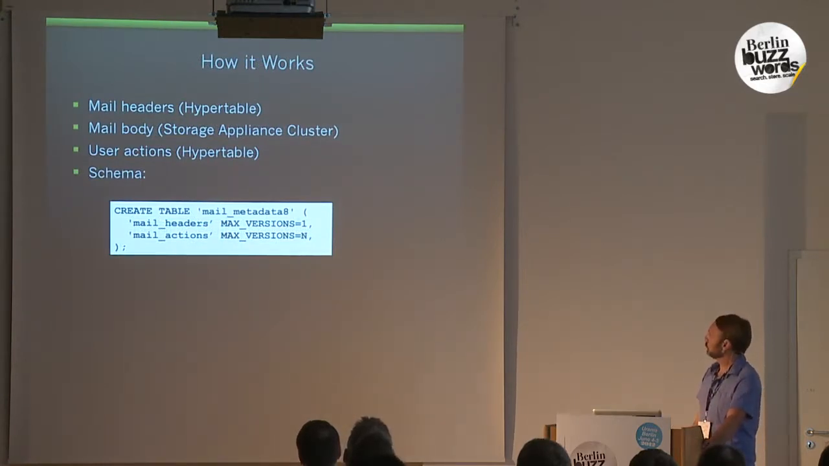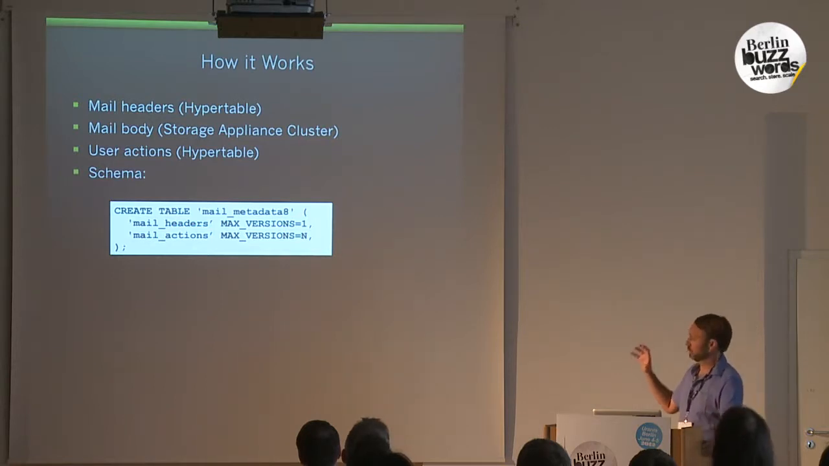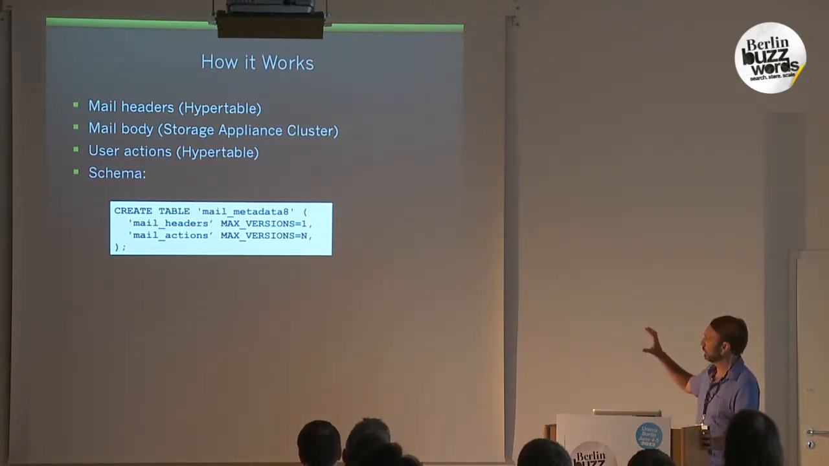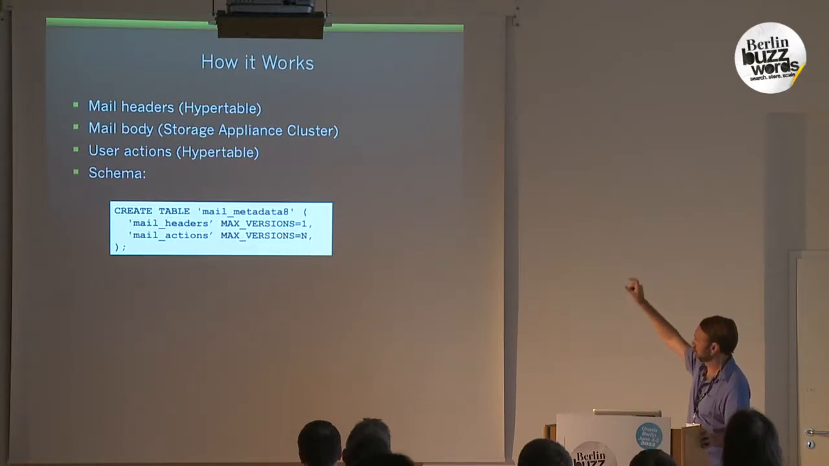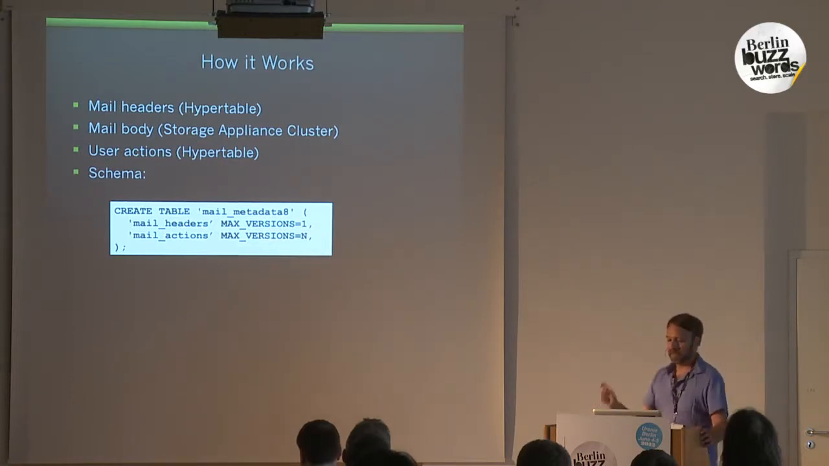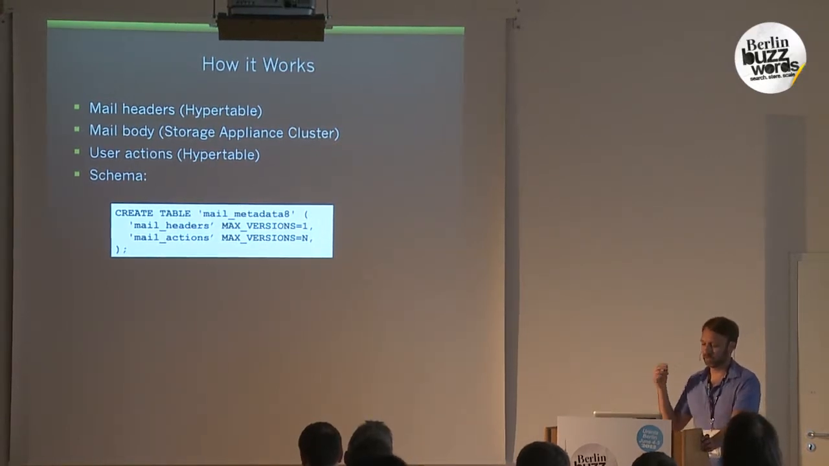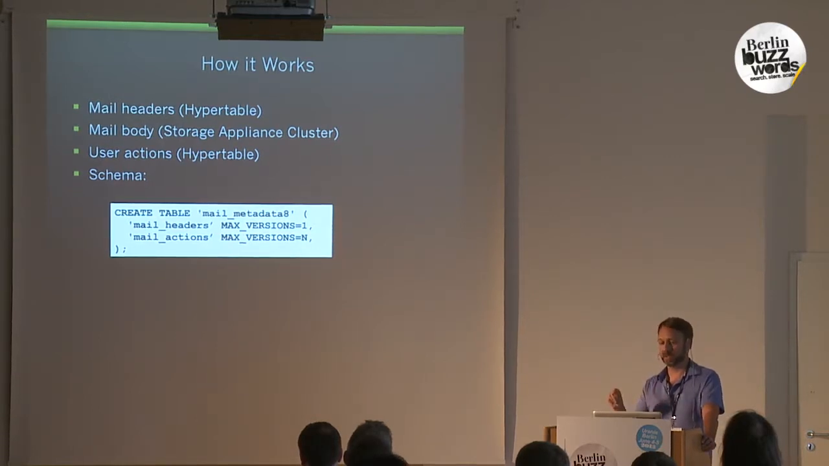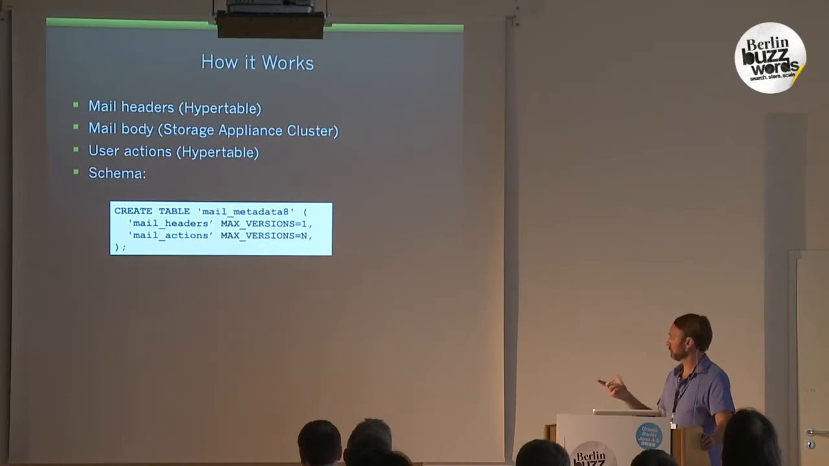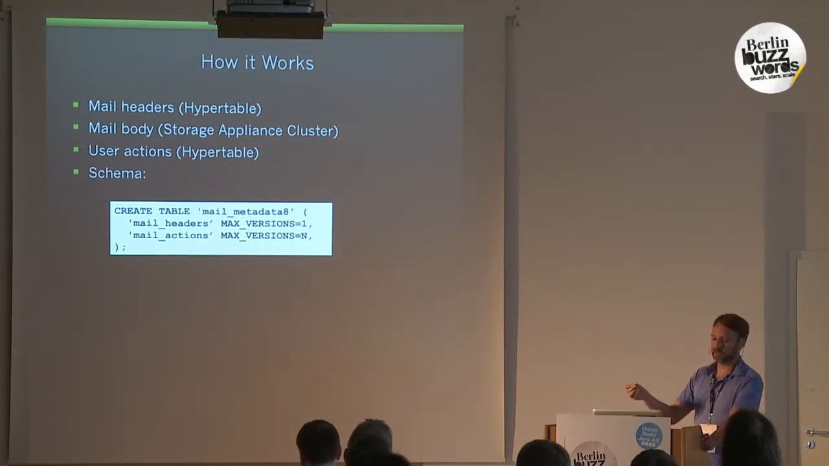Okay, so how it works. An email consists of two parts. There's the header information, and this is things like the sender, the subject, mail attachment information, things like that, and then the body. These two things are static, they never change. So the mail headers are stored in Hypertable, and the mail bodies are stored in the storage appliance cluster. And then they have user actions. So whenever somebody does something with an email, whether they read it or move it from one mailbox to another, or mark it as spam, they'll store that information in Hypertable as well.